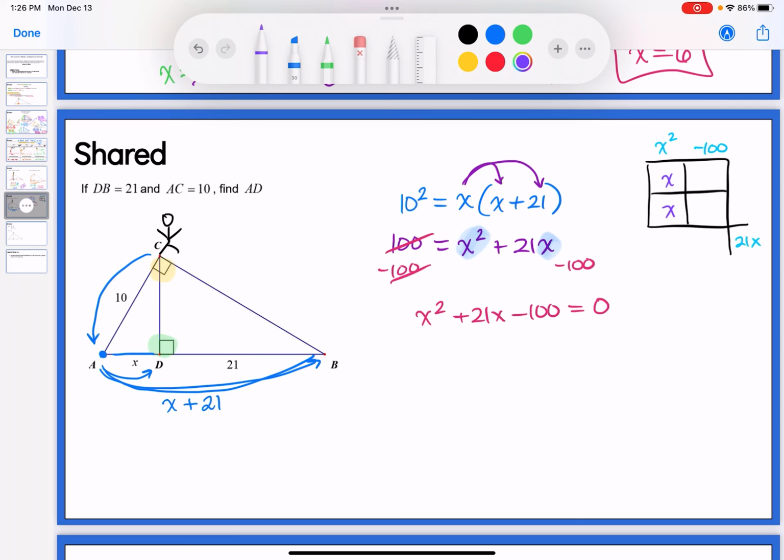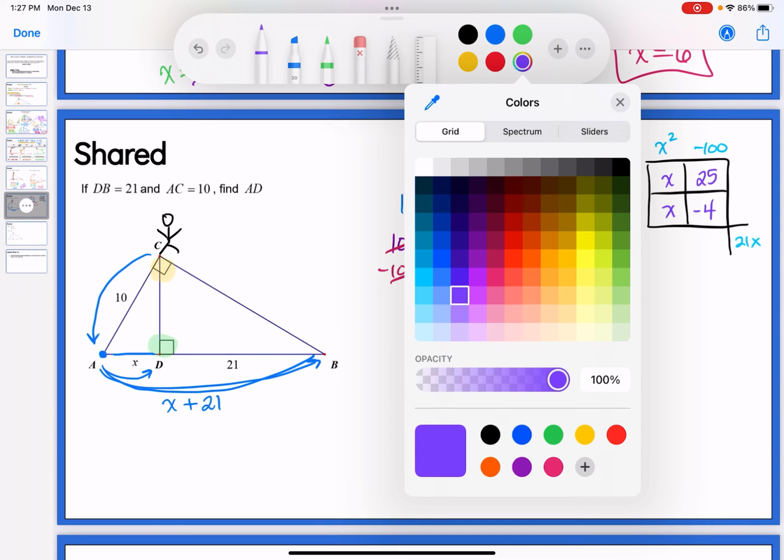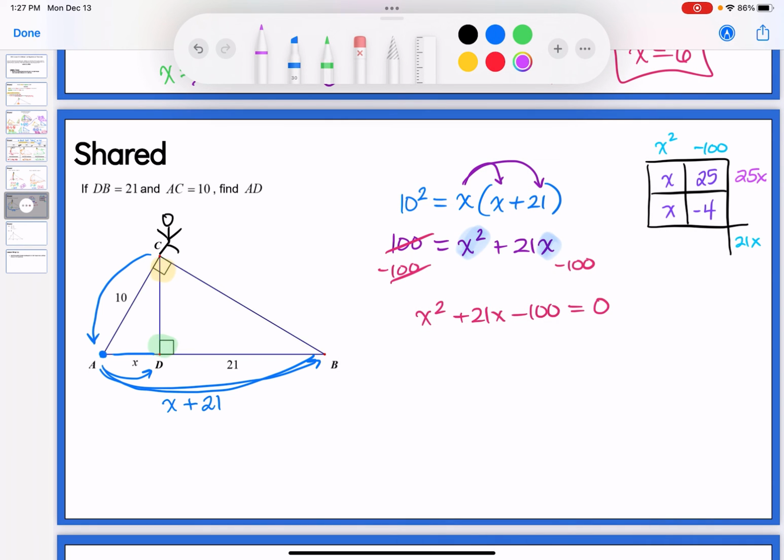Multiply together to give negative 100. That means one of them is positive and one of them is negative. So let's see. I'm thinking 25 times 4. One of them has to be negative, so I think it's going to be negative 4. When I multiply across here, x times 25 is 25x. x times negative 4, negative 4x. 25x plus negative 4x equals 21x. And then remember, it is my diagonals that go in my parentheses. So I'll have x plus 25 as one set, x minus 4 as my other set.